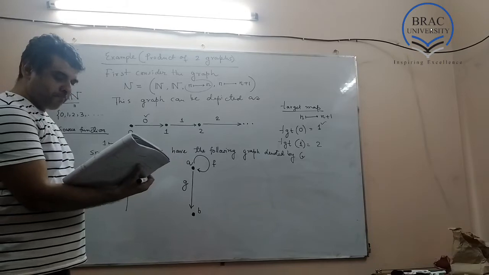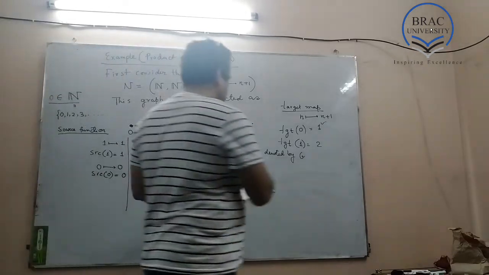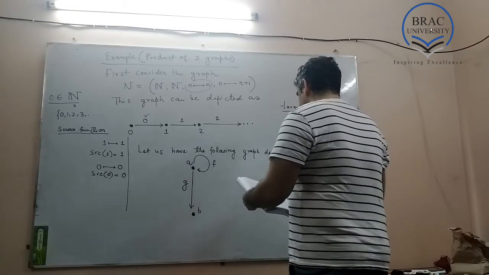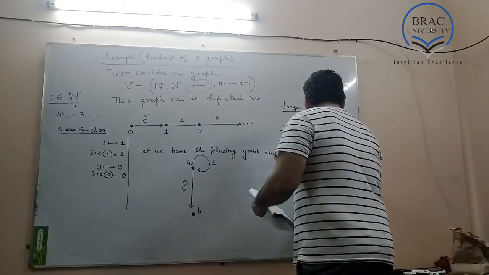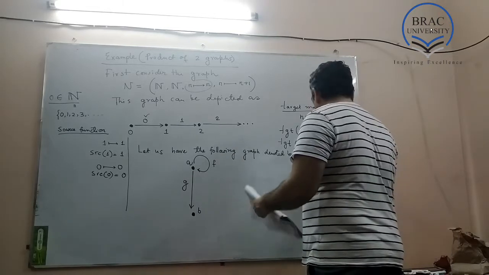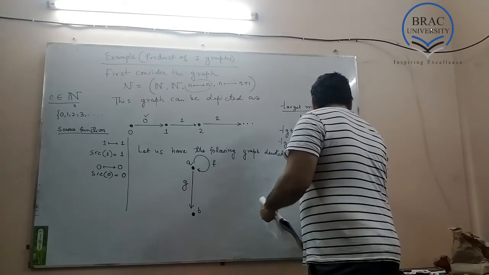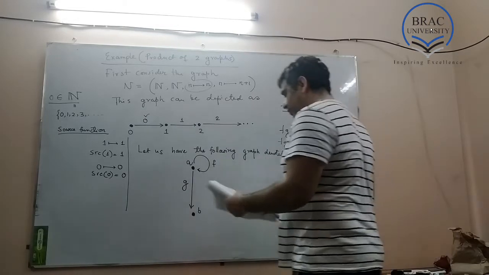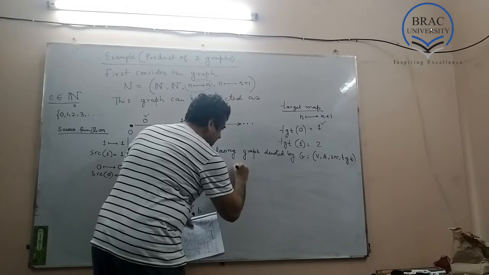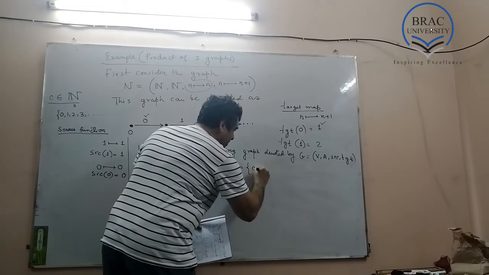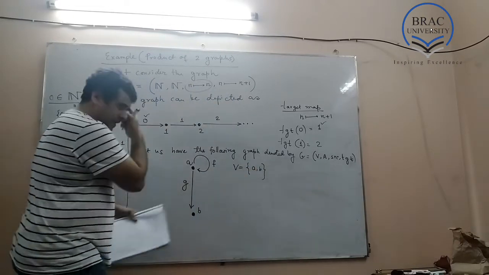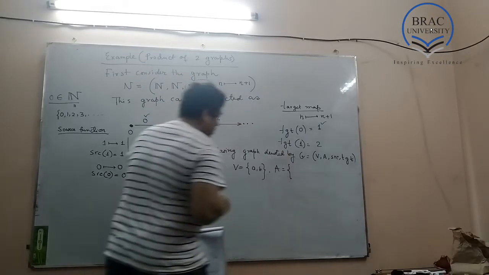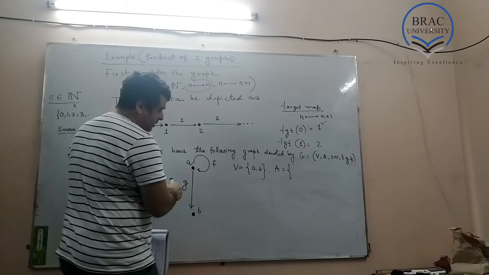Okay. So this graph G, we denote it with our usual quadruple notation: V, A, SRC, TGT. And for this graph, we see that V is equal to this two-element set, A, B, and A is again a two-element set, which is F and G.